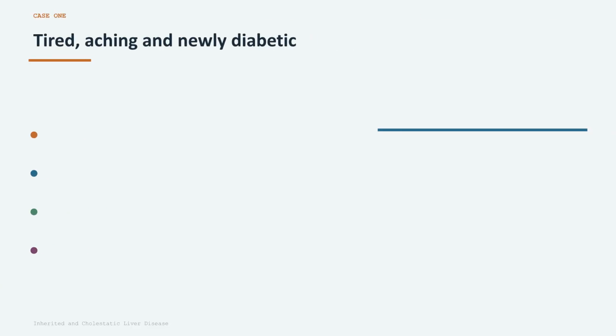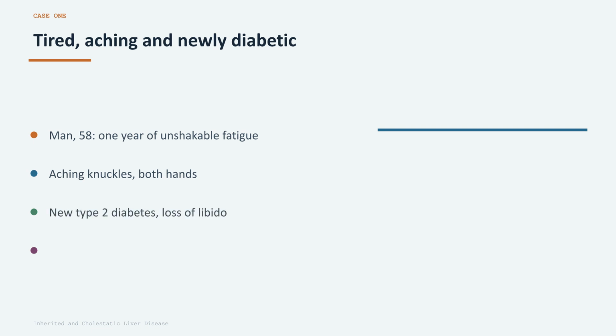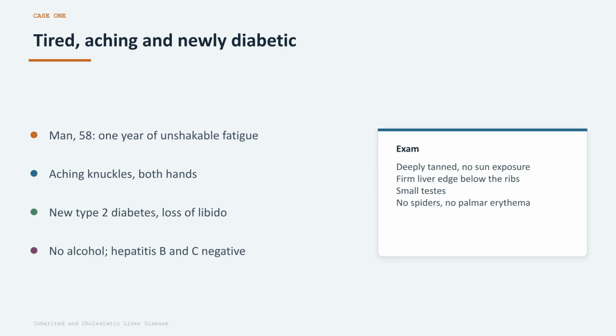Meet our first patient. A 58-year-old man comes in with a year of fatigue he cannot shake. His knuckles ache, both hands. He was told last year that he has type 2 diabetes, and he has lost interest in sex. He does not drink, and his hepatitis B and C serologies are negative. On exam he looks deeply tanned, but he has not been in the sun. His liver edge is firm and palpable, and his testes are small.